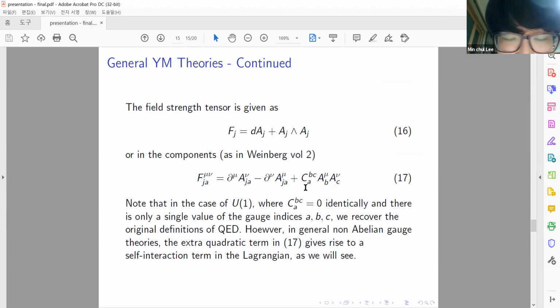So this is a generalization of the Maxwell gauge theory. In the Maxwell gauge theory, the structure constant was 0, so there was no term like this. However, in the general Yang-Mills theory, we have a quadratic term in the field strength tensor. So this extra quadratic term in formula 17 gives rise to a self-interaction term in the Lagrangian, as we will see.